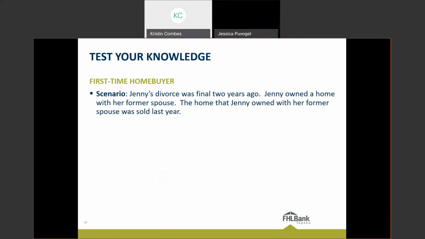Let's take a look at another scenario. Jenny's divorce was finalized 2 years ago. Jenny owned a home with her former spouse, which was sold last year. Is Jenny eligible for HSP grant funds?